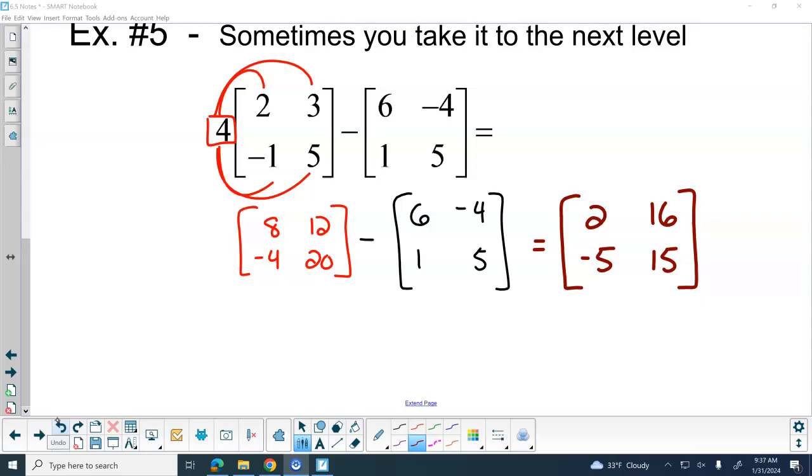So first you have to do the scalar multiplication of the first matrix. So that becomes the 2 by 2 matrix 8, 12, negative 4, and 20. Then you have to subtract off the other matrix that was given. 8 minus 6 is 2. 12 minus negative 4 is positive 16. Negative 4 minus 1 is negative 5. And 20 minus 5 is 15. So we're good there. And that would be our answer.